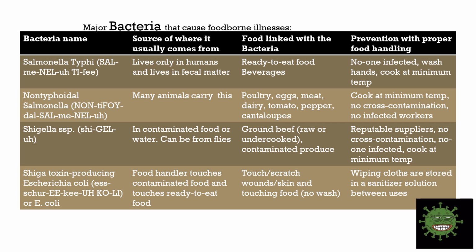The next one, Shigella spp., is usually sourced from contaminated food or water, and it can be spread by flies. Foods linked with this bacteria are usually ground beef that is raw or undercooked and contaminated produce. Though undercooked hamburgers and raw meats have become popular in some dishes in dining spaces, it is highly ill-advised to eat raw meat.